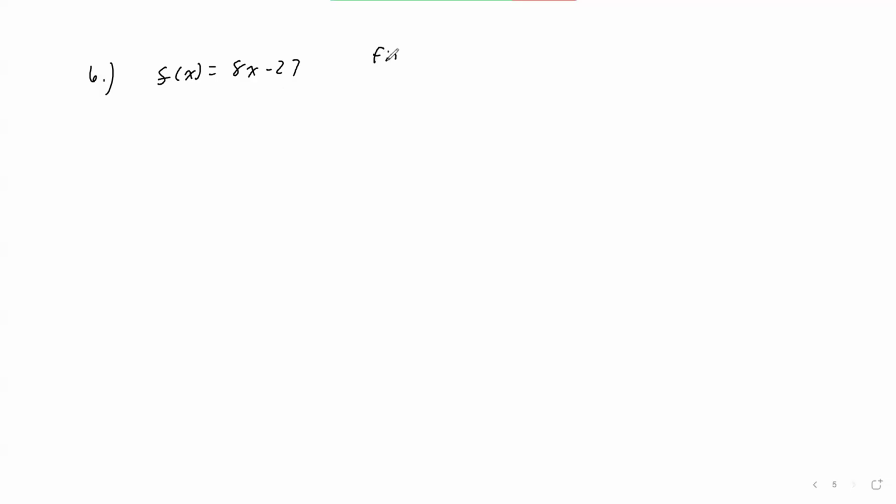You never know what's going to be on that test. And then it's going to say, hey, find f of 3a minus 1. So instead of just a number, it's asking you to plug in a whole other equation into an equation.